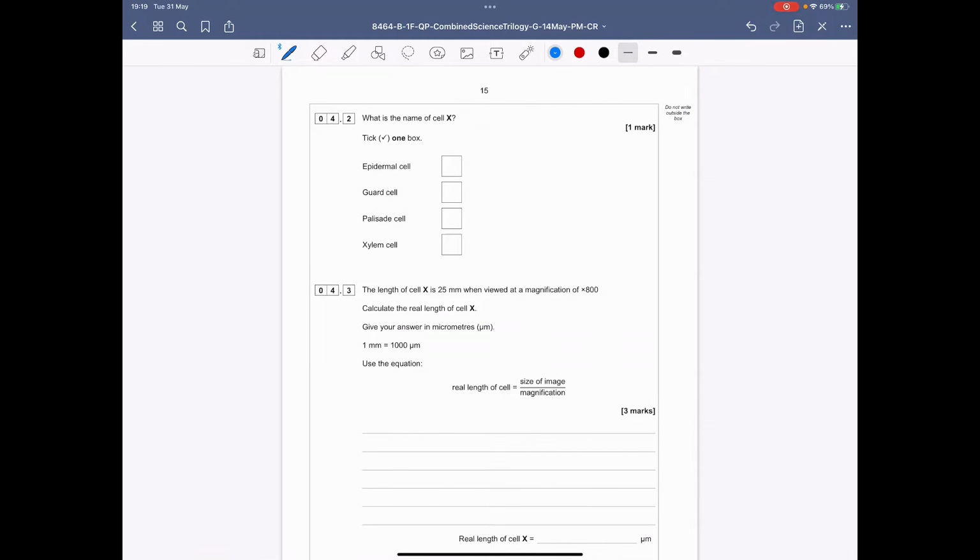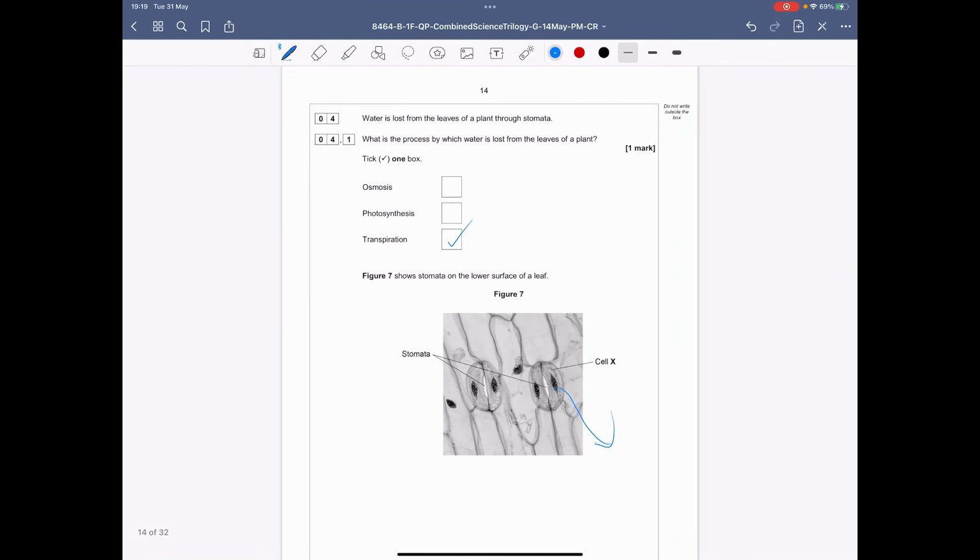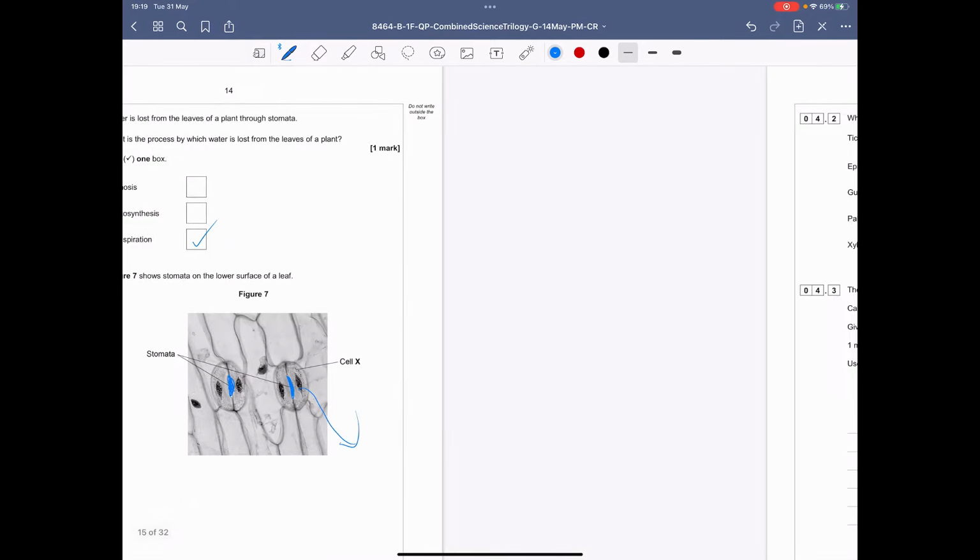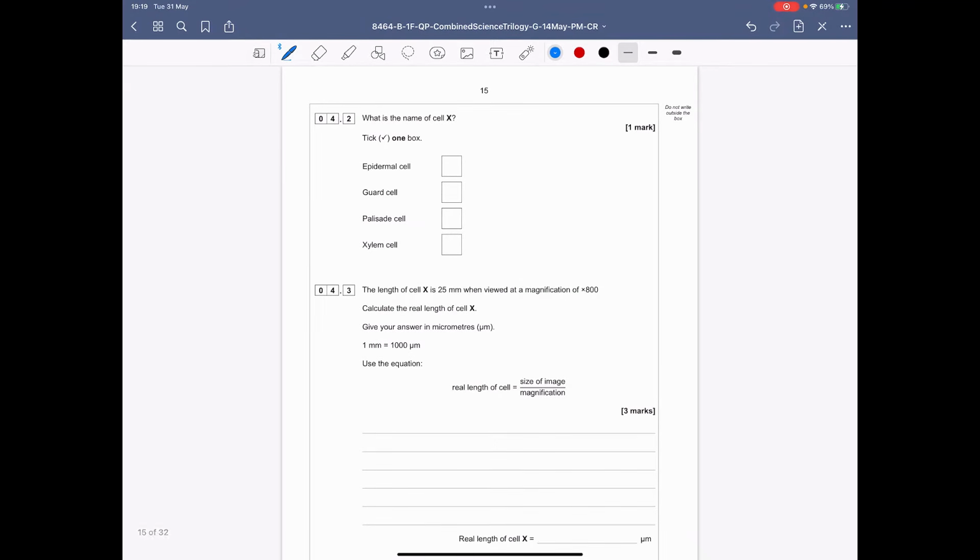Question 4.2. What is the name of cell X? Well, if we look back at the picture, the stomata are the actual holes, okay? But they're surrounded by two cells which can open and close. And it's either epidermal, guard, palisade or xylem. And it is the guard cell. So think of it, they are guarding the entrance to the cell or to the plant.